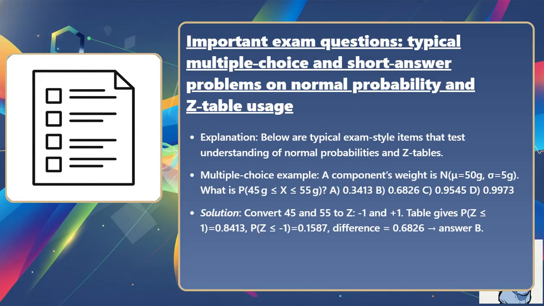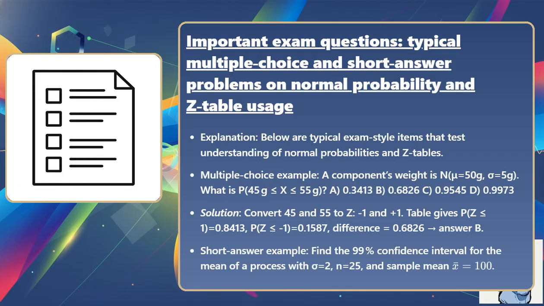Solution: convert 45 and 55 to z values, minus 1 and plus 1. The table gives probability z less than or equal to 1 equals 0.8413, probability z less than or equal to minus 1 equals 0.1587. The difference is 0.6826. So the answer is choice B.